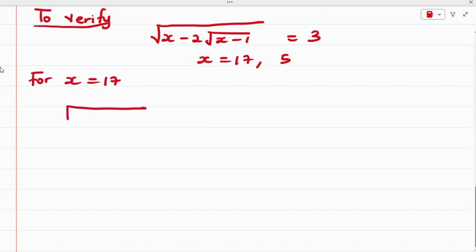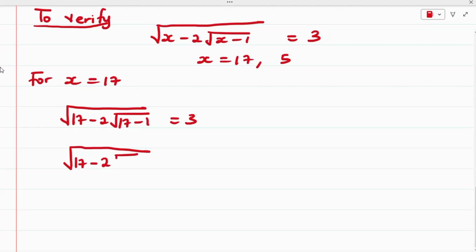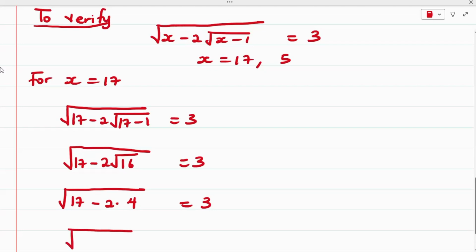We have this to be the square root of 17 minus 2 into the square root of 17 minus 1 equals 3. So from here, we have this to be the square root of 17 minus 2 multiplied by the square root of 17 minus 1 is 16, and this is equal to 3. So we have the square root of 17 minus 2 multiplied by the root of 16 is 4, and this is equal to 3. So we have the square root of 17 minus 2 multiplied by 4 is going to give us 8, and this is equal to 3.